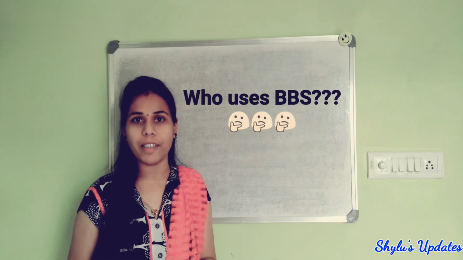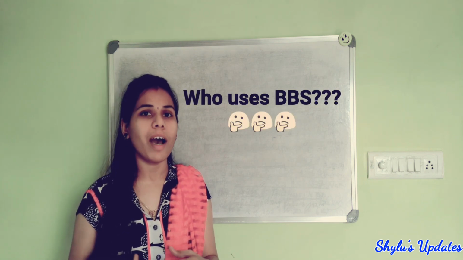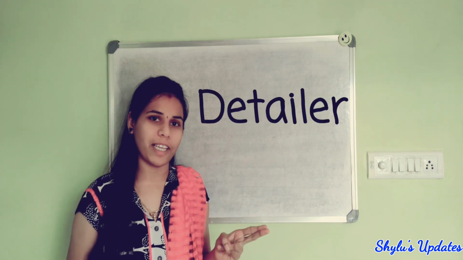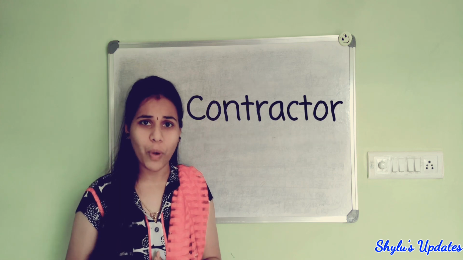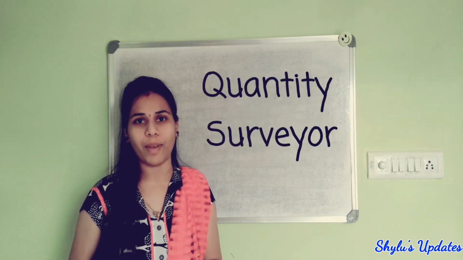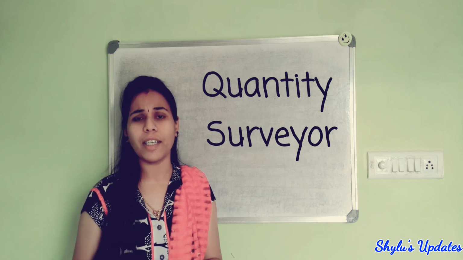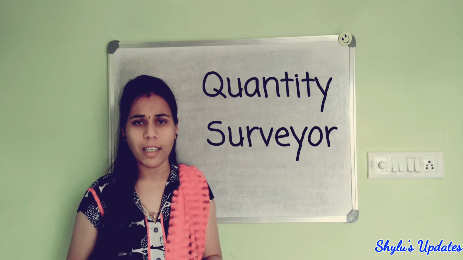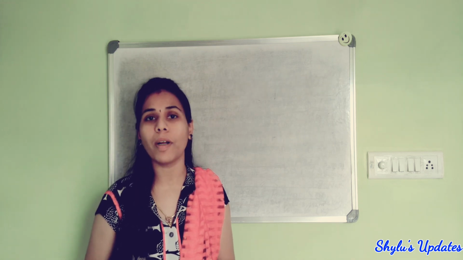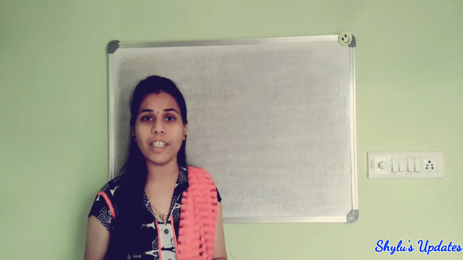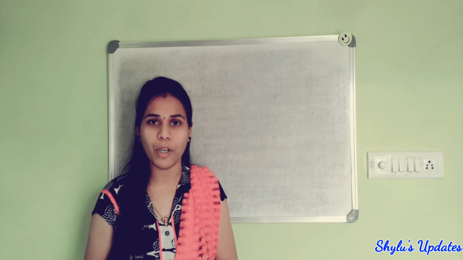And who are all the persons who use the bar bending schedule? It is used by the detailer, the person who checks the drawing, the contractor who orders the reinforcement steel fixtures, and also the quantity surveyor. The quantity surveyor is responsible for the estimation and costing of a project. The bar bending schedule helps the quantity surveyor consolidate the number of bars required in each bar type. So this is the basics of bar bending schedule you should know.